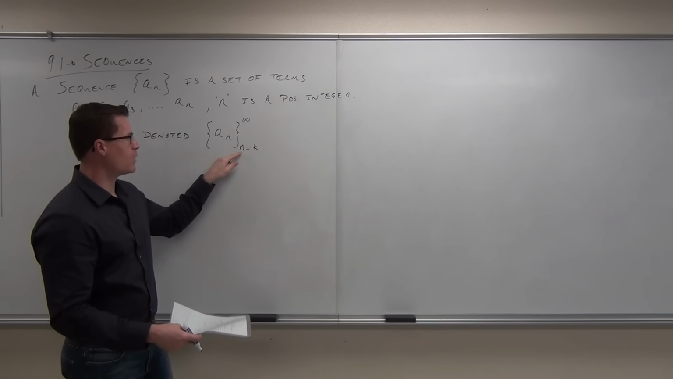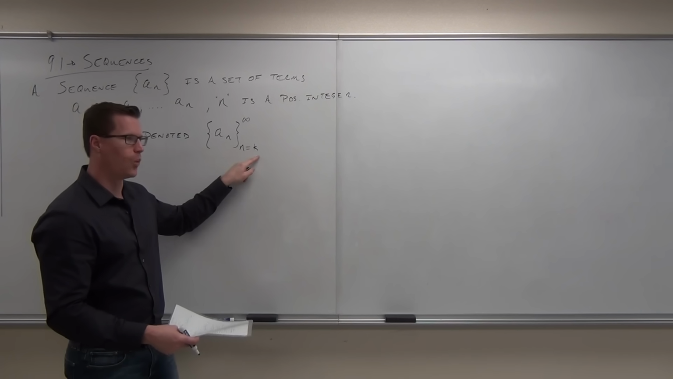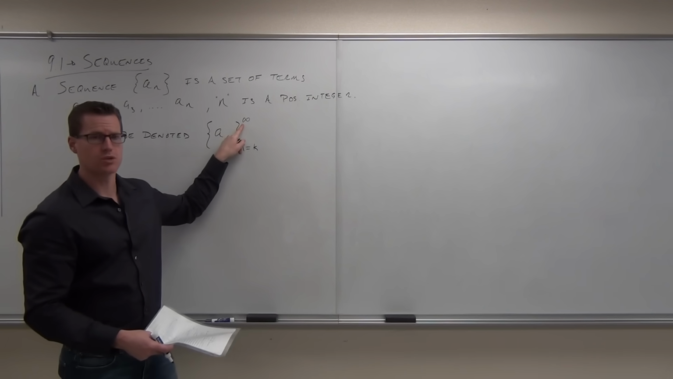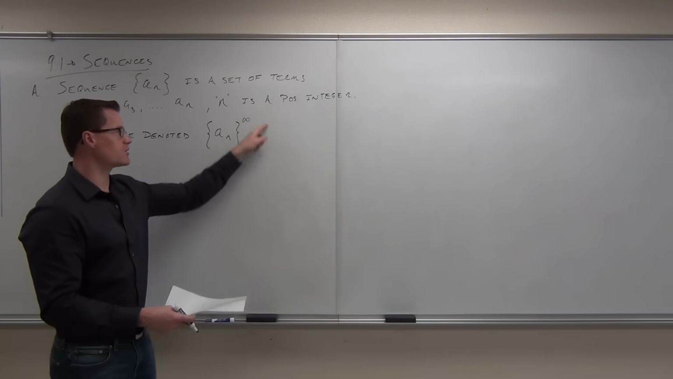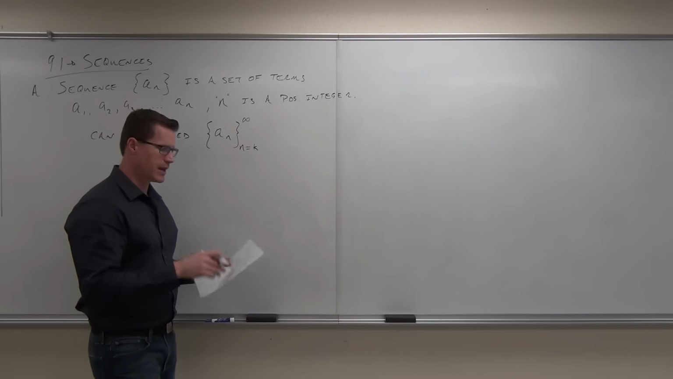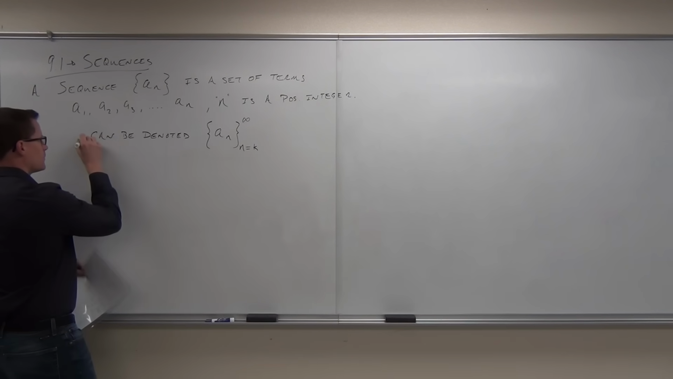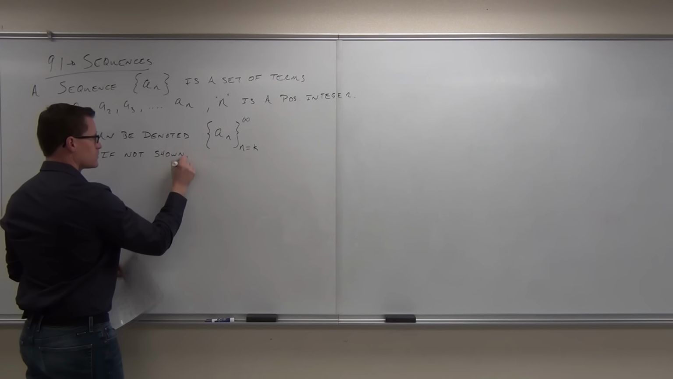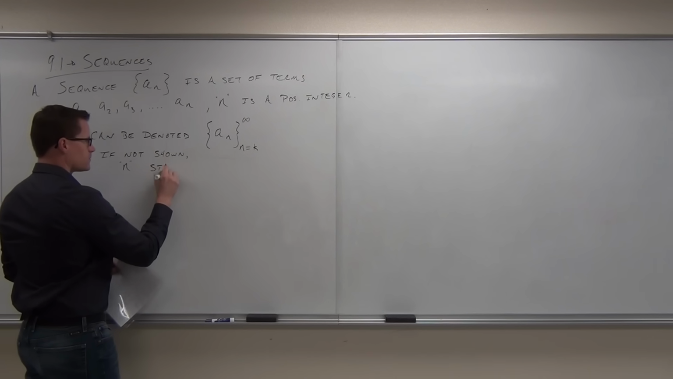Then it says, hey, I want you to start your n at 3, or at 5, or at 1, and I want you to end at 7, or at 12, or I don't want you to end. I want you to go forever and ever and ever. And we'll talk about that. Does that make sense? If this is not shown, so if you don't have that, then n starts at 1.